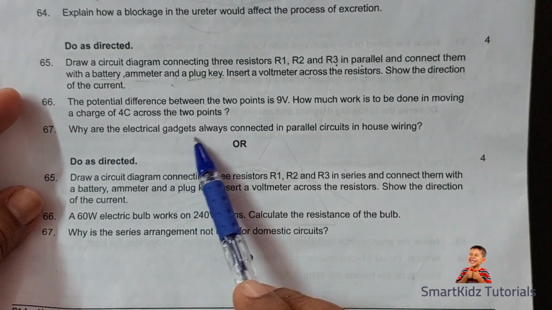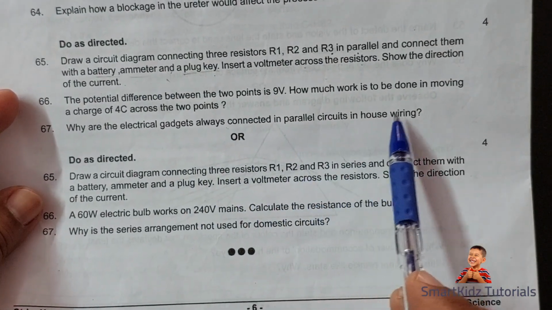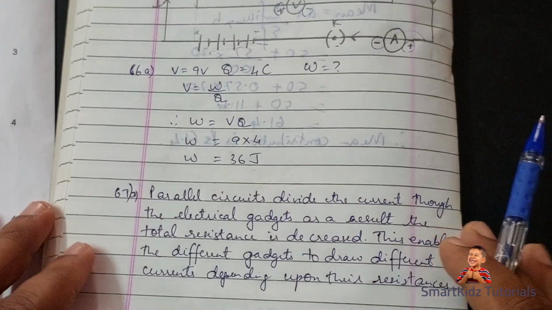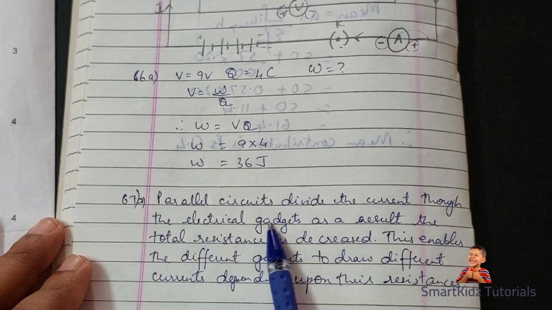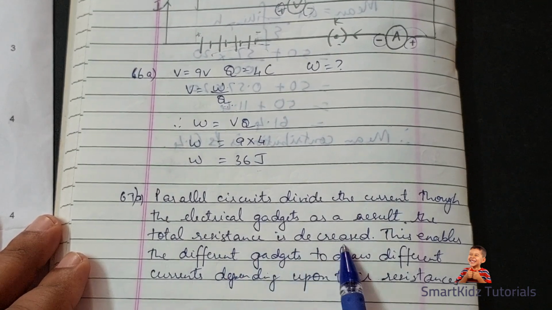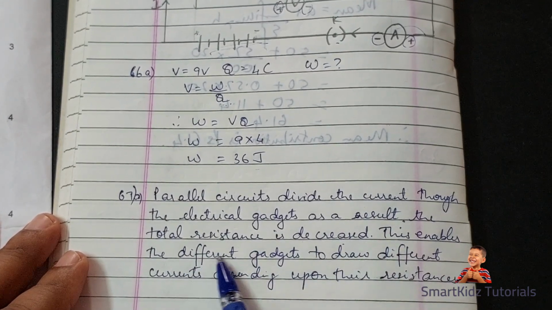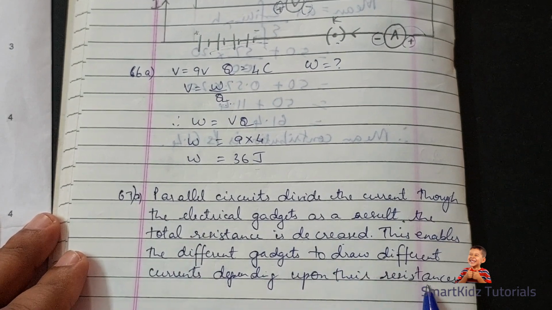67. Why are electrical gadgets always connected in parallel circuits in house wiring? The reason is that parallel circuits divide the current through the electrical gadgets. As a result, the total resistance is decreased. This enables the different gadgets to draw different currents depending on their resistances.